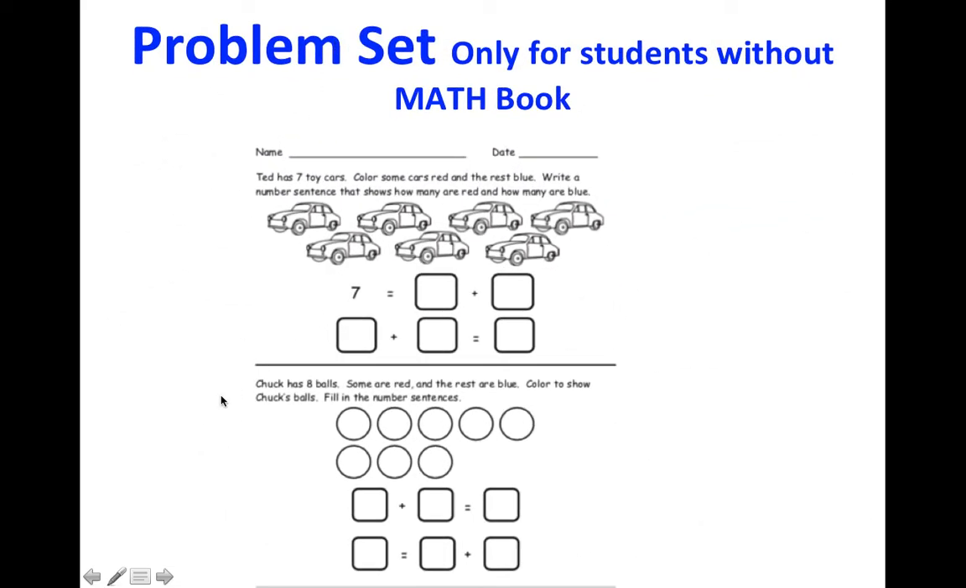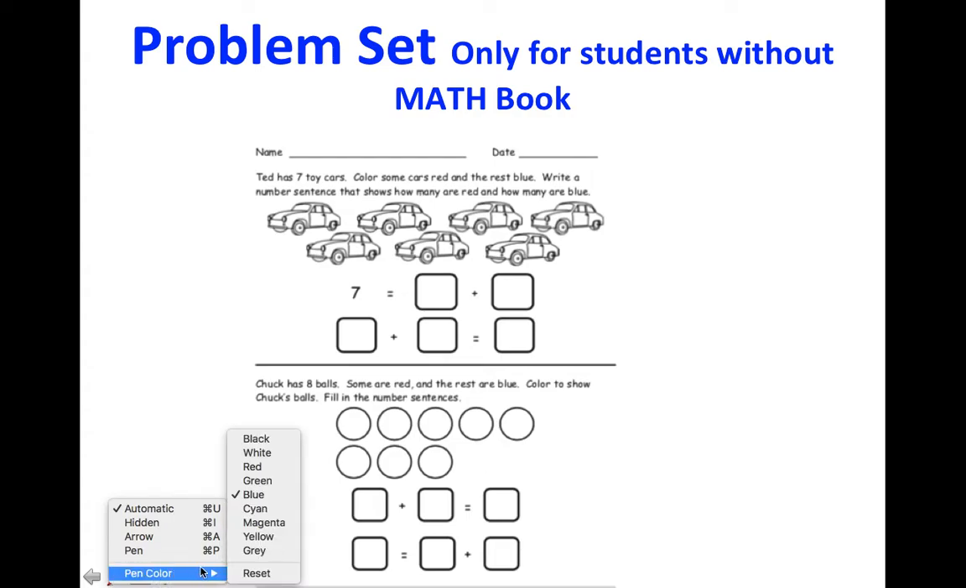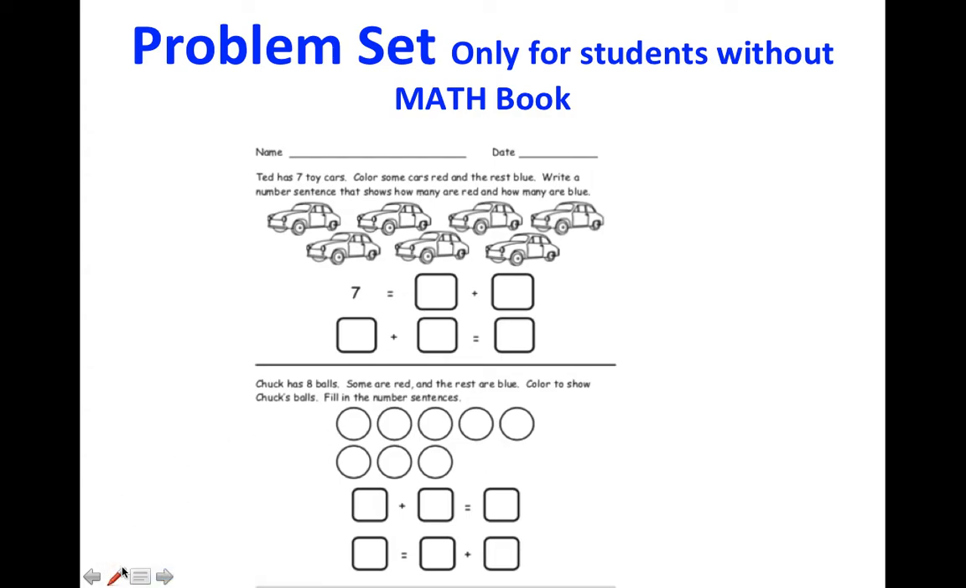Same thing goes here. So I will be writing today's date. It's 4-14-2020, and my name. It says Ted has 7 toy cars. Color some cars red, the rest blue. Write a number sentence that shows how many cars are red, how many cars are blue.